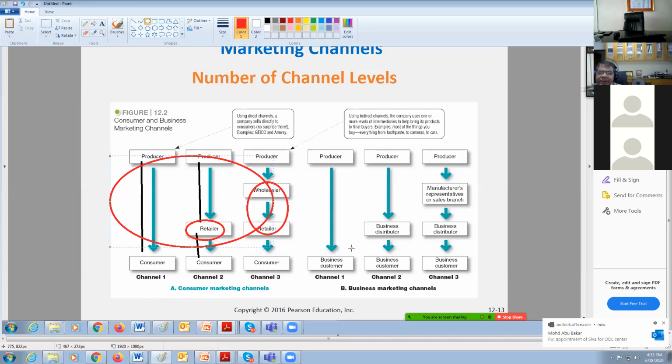Now this one is directly to the consumer. This one is like business customer direct, or again two level, again three level. That needs to be understood.